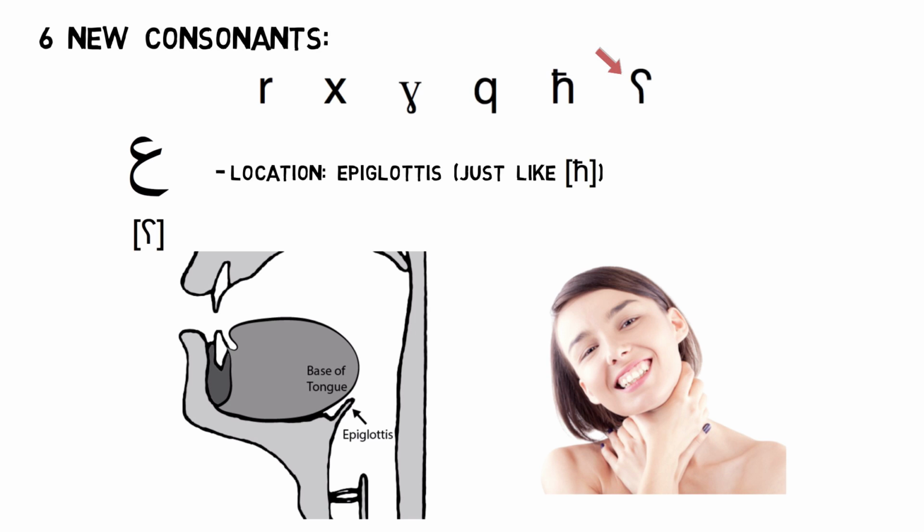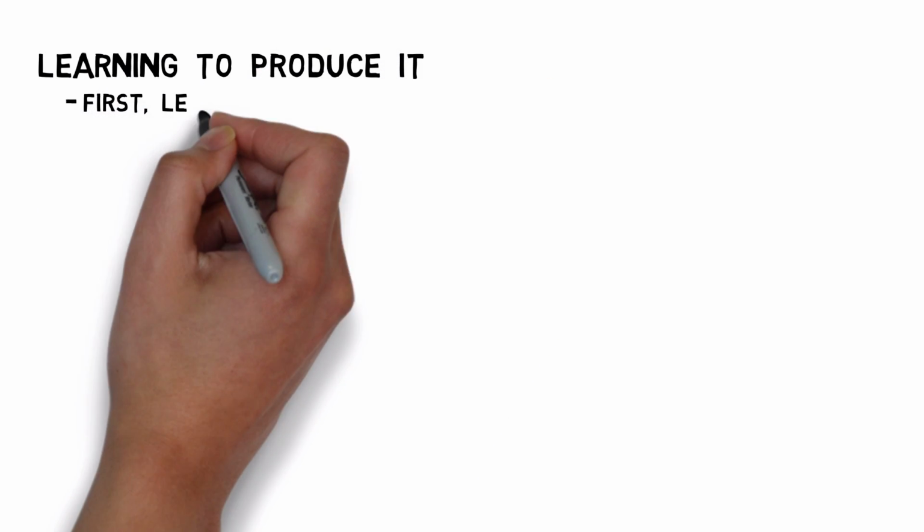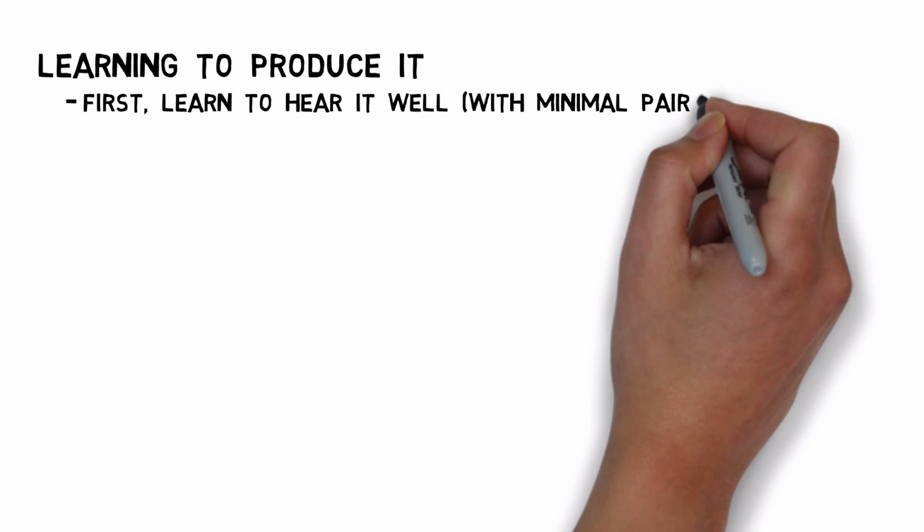And once you can do that, it becomes a little easier to copy recordings and then eventually to learn how to pronounce it correctly. As with any difficult consonant, the better you can learn to hear it, the better you'll be able to produce it. And I think there are at least two sets of minimal pairs that can be really, really useful for teaching your ears how to hear that.